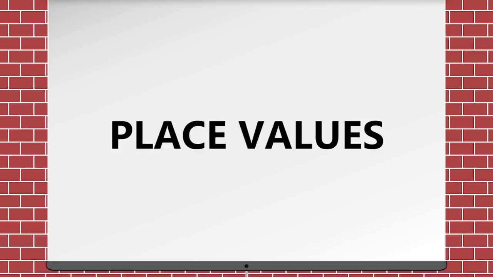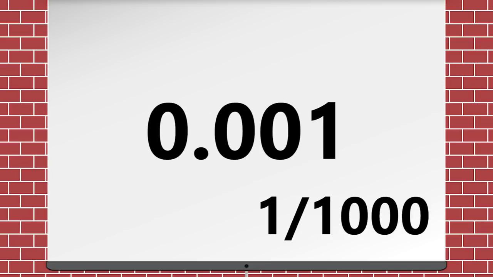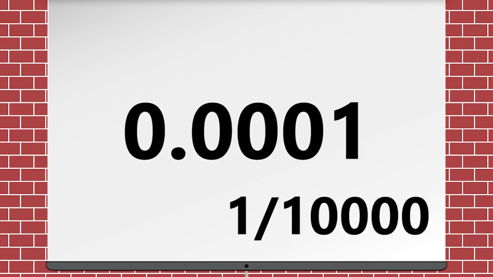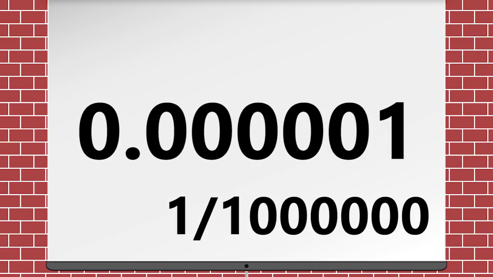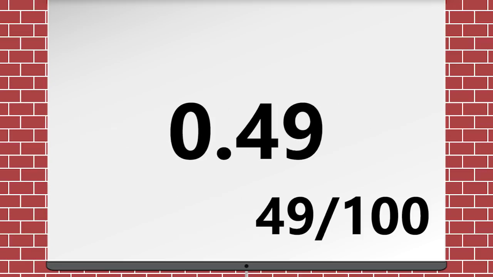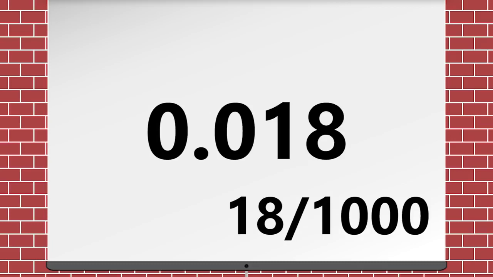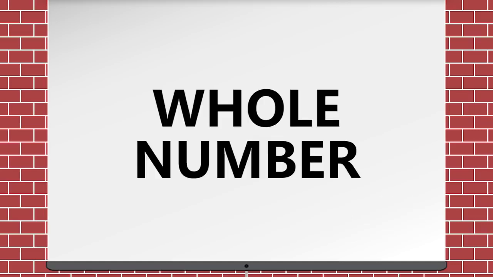Let's quickly look again at some decimals using different place values. This is 1/10. This is 1/100. This is 1/1000. This is 1/10,000. This is 1/100,000. This is 1/1,000,000. That's really small. This is 15/100. This is 49/100. This is 18/1000. This is 92/1000.